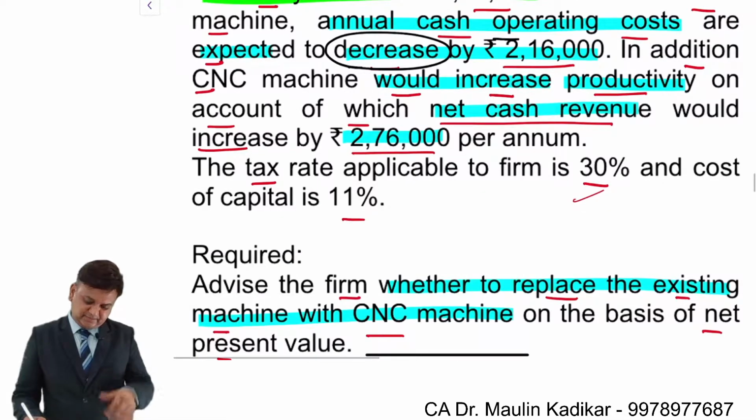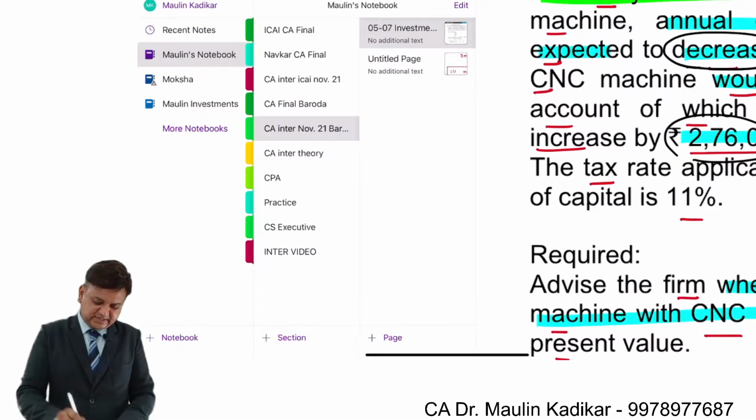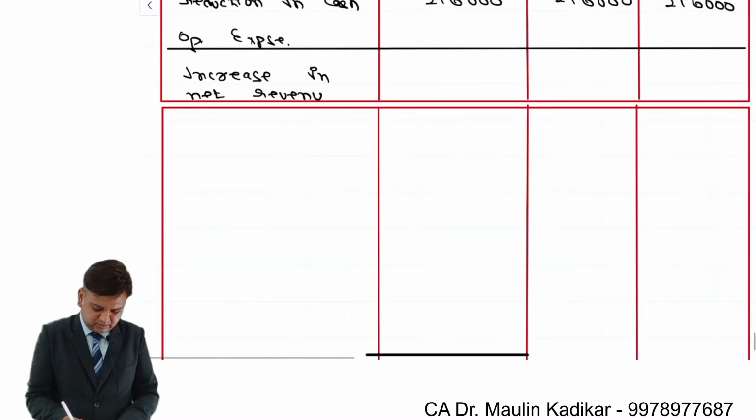Next is increase in the net revenue, 2,76,000. Increase in net revenue, 2,76,000.